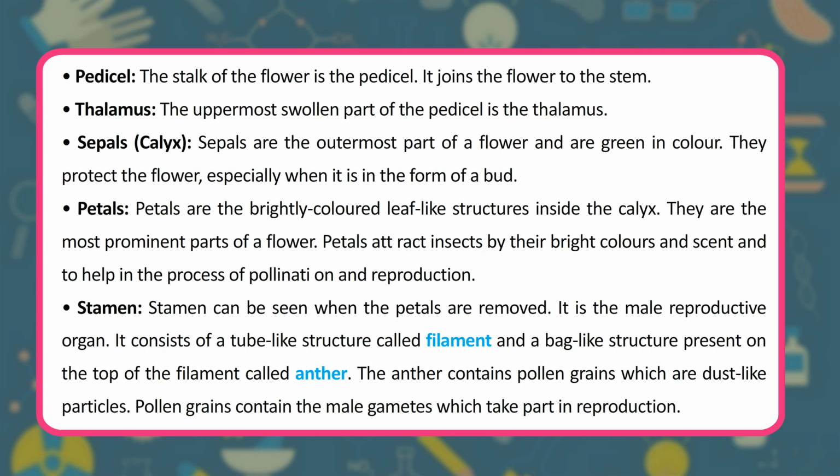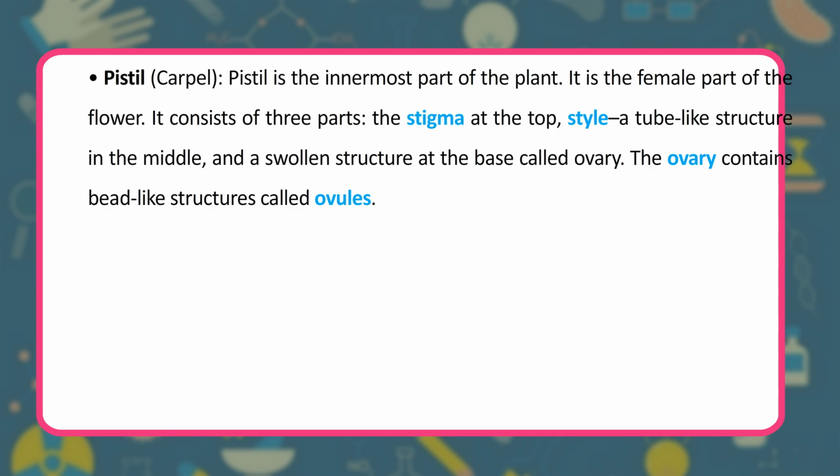Stamen. Stamen can be seen when the petals are removed. It is the male reproductive organ. It consists of a tube-like structure called filament and a bag-like structure present on the top of the filament called anther. The anther contains pollen grains which are dust-like particles. Pollen grains contain the male gametes which take part in reproduction.